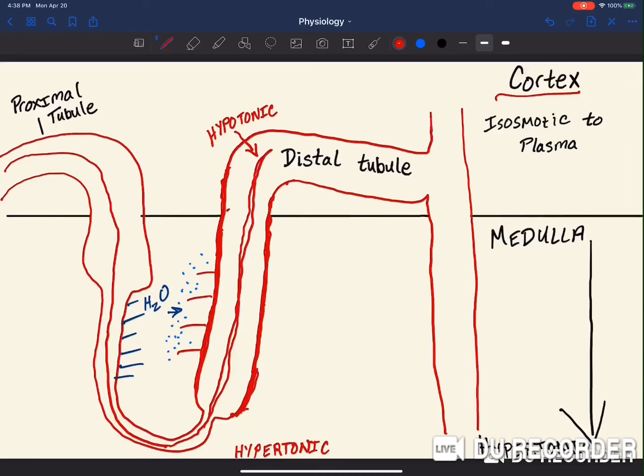So, however, on our distal tubule, it doesn't just accept water or give up water based on gradients. The distal tubule is influenced by hormones, specifically ADH. Okay. The other name that this can be called is vasopressin.